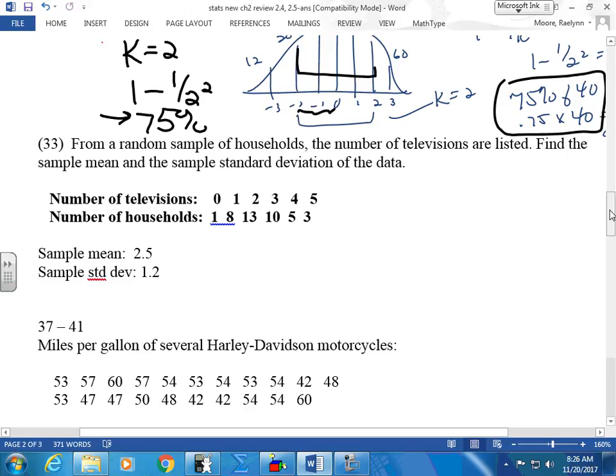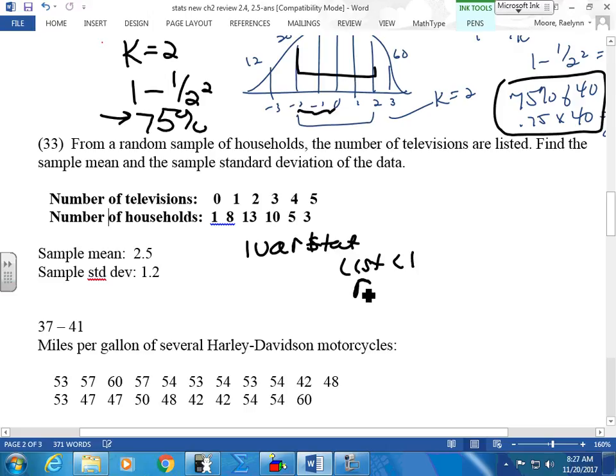So L1, L2, when you do your one-var stat, make sure that it says your list is L1 and your frequency is L2. It can't be reversed. It has to be in that order.